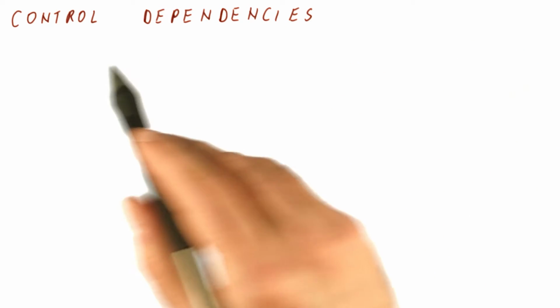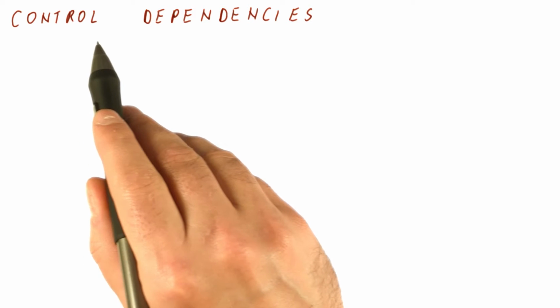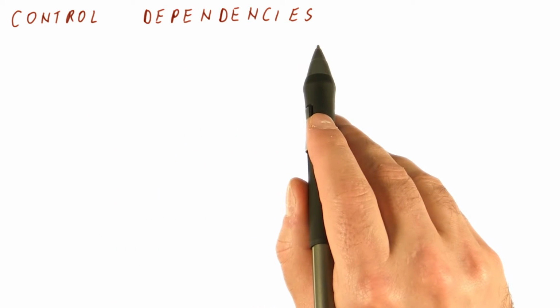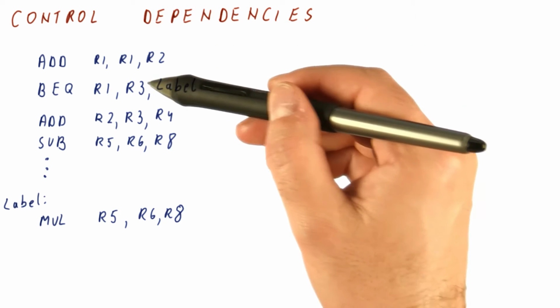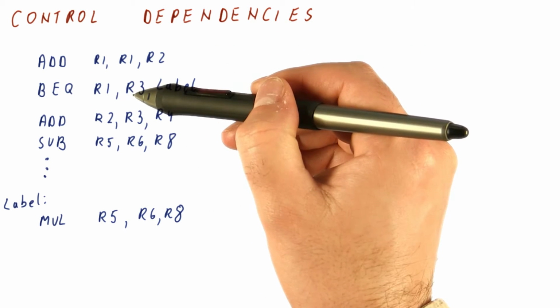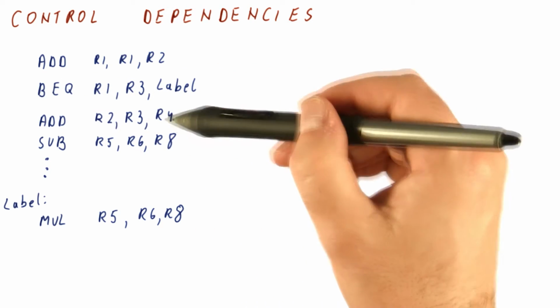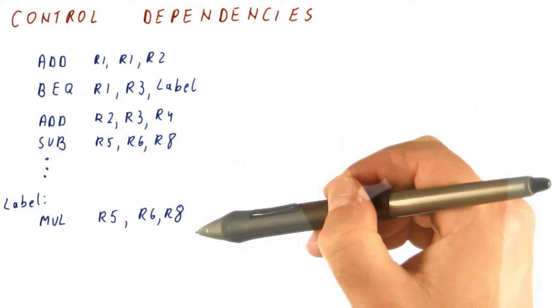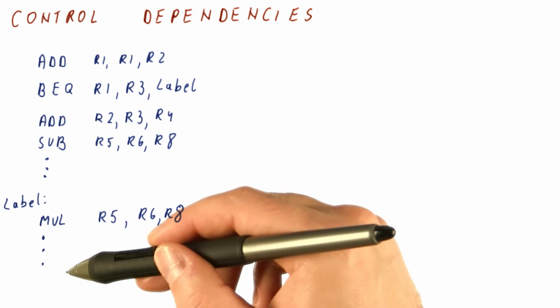So the branch and jump problems that we have seen in the previous segment are really due to what is called a control dependence. Let's say that we have a program like this. We have an add, then we have a branch that compares R1 and R3 and jumps to the label if they're equal. This is the branch equal. Then we have an add and subtract here, and we have a multiply here, and they're followed by additional instructions.